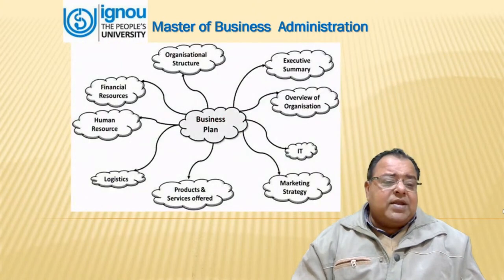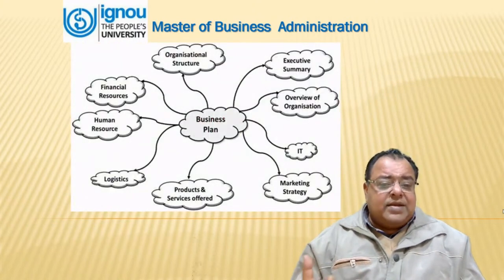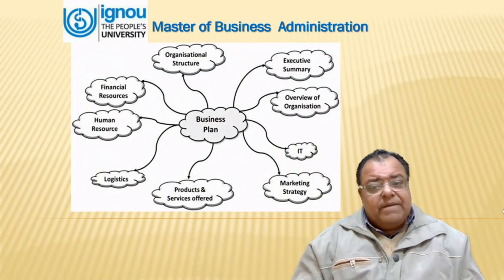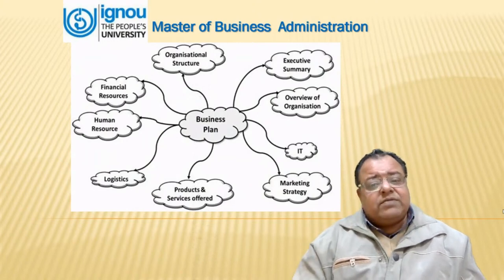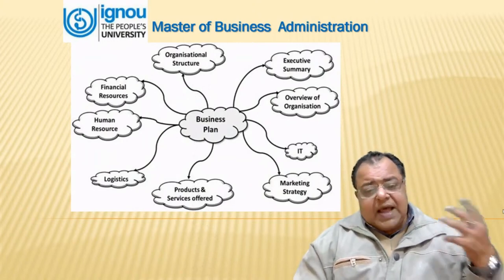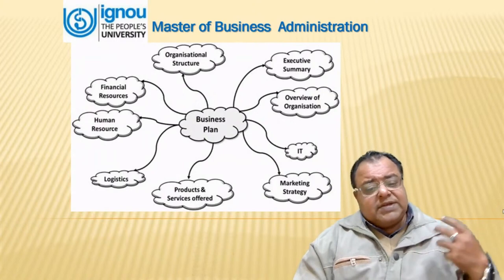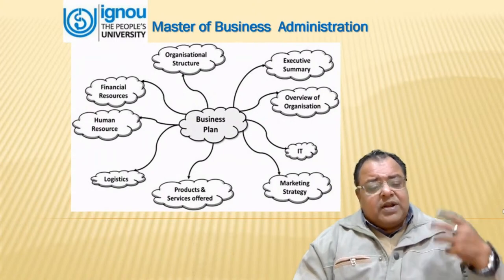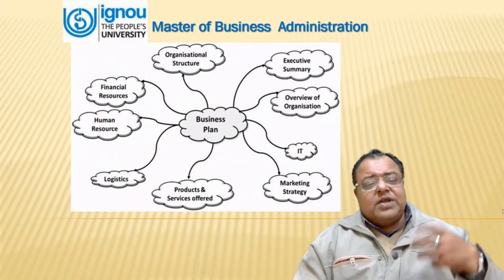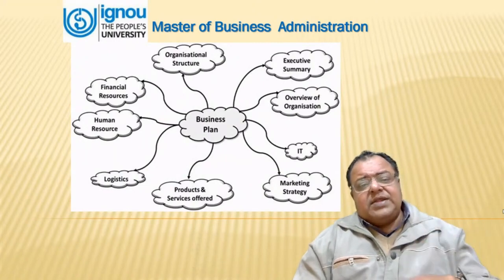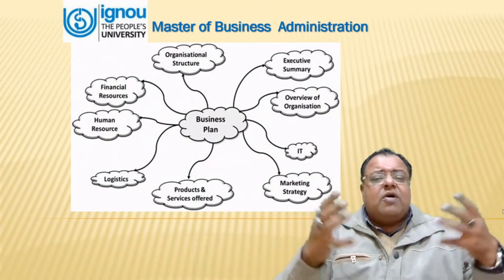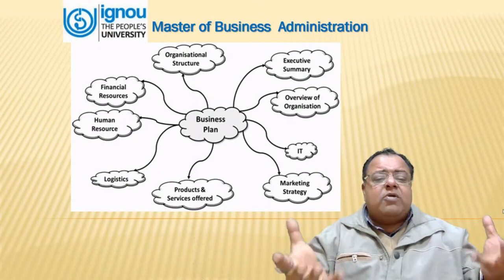You can see over here how a business plan can be thought out. It may include your executive summary, overview of organizations, IT, marketing strategy, product and services offered, logistics, human resources, financial resources, organizational structures. This is what all comes into the mind when we talk about a business plan.